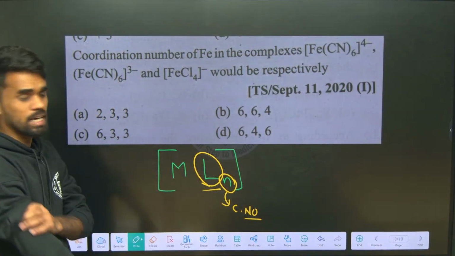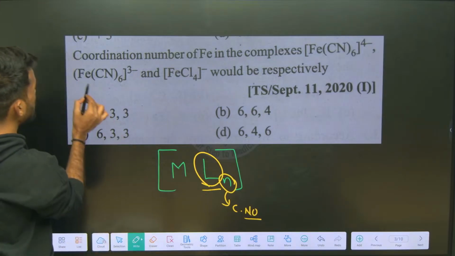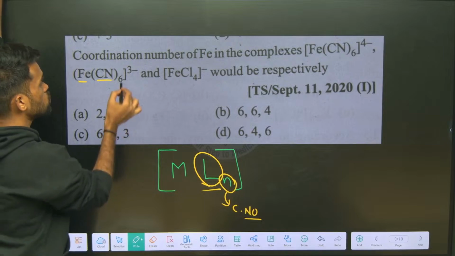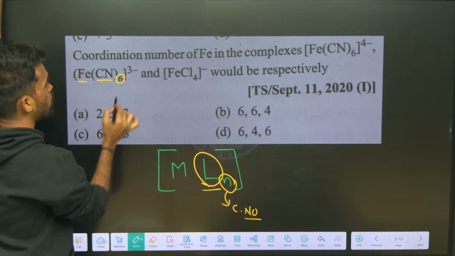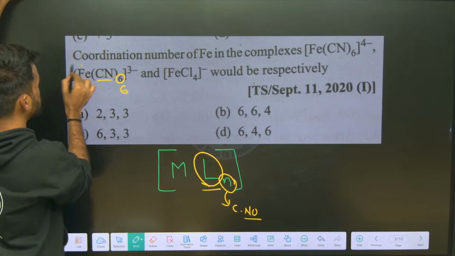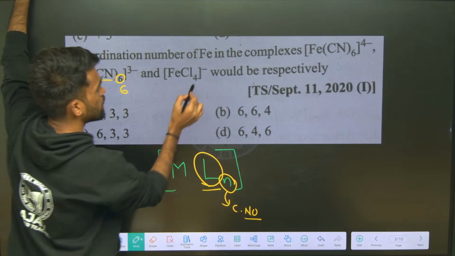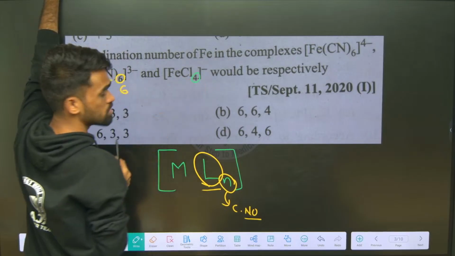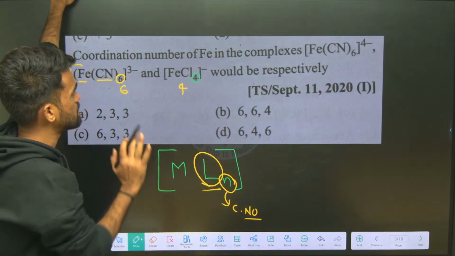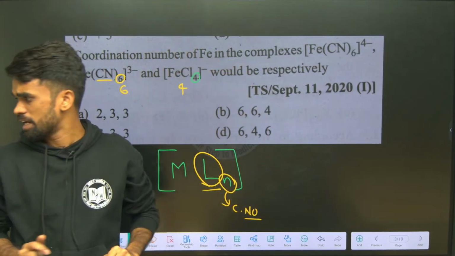When I say monodentate ligand, here you can see iron attached with 6 cyanide ions. So the coordination number of this metal complex is 6. And look at this one, it has 4 chloride ions, therefore the coordination number in this case is 4. Very simple. This appeared in the EAPCET entrance exam.